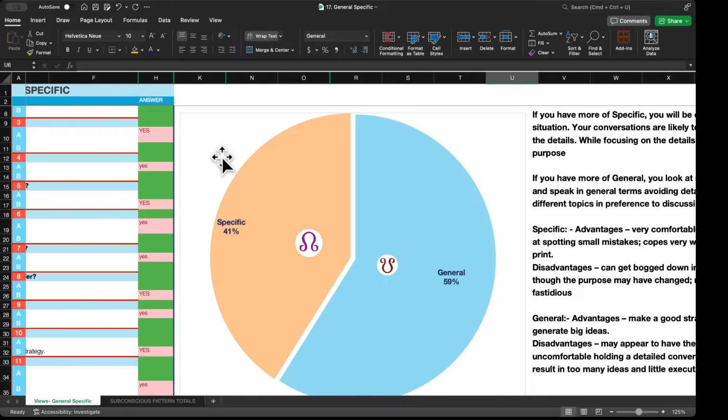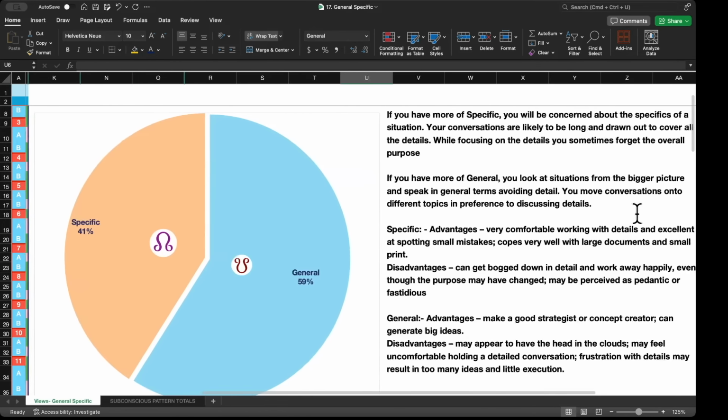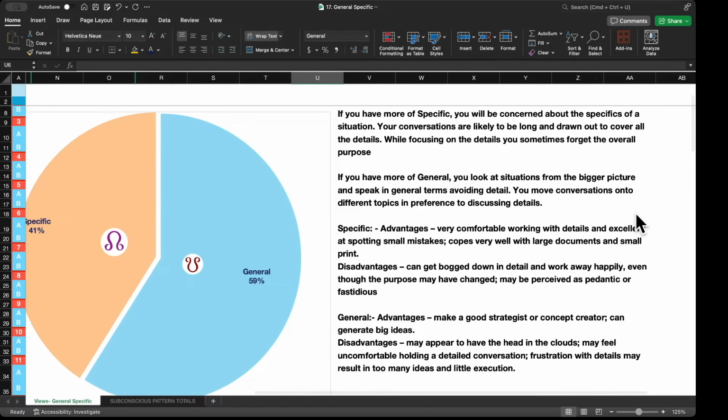In the pie chart there, you can see the specific is 41% and general is 59%. So this person, test case, is more of a general viewpoint individual. Yes. So what is this broadly speaking? Let's just quickly go through the description.